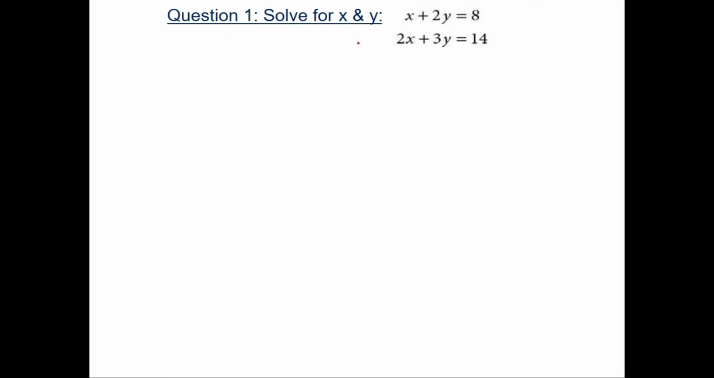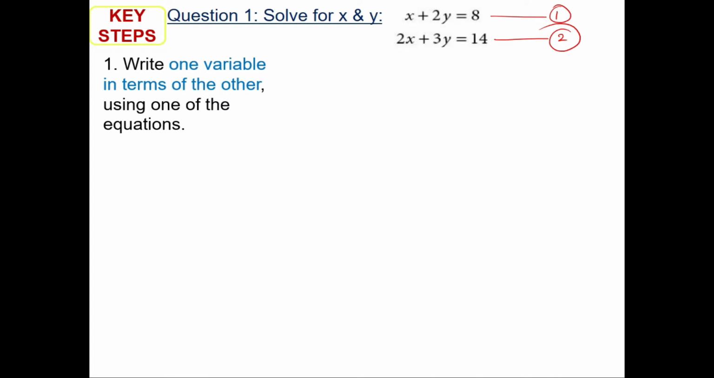Question 1. Solve for x and y. You have two equations given to you and you have the two variables x and y here. Let me start by labeling the equations as equation 1 and equation 2. To make your learning easier, I'll be giving you the key steps as I solve the question. First step, write one variable in terms of the other using one of the equations. Looking at both the equations, it is easier to write x in terms of y from the first equation.